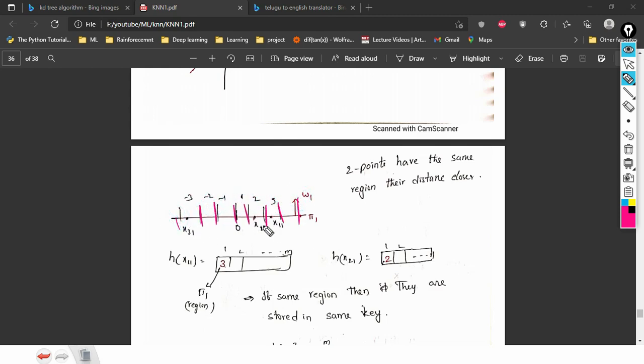We make the regions. For each region, the points which are in this region will be sent to the same values. That means within the same region, the hash function gives the same key value.